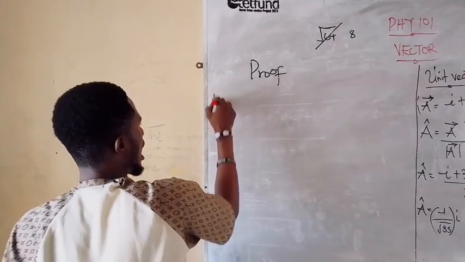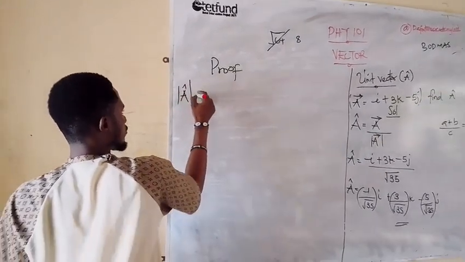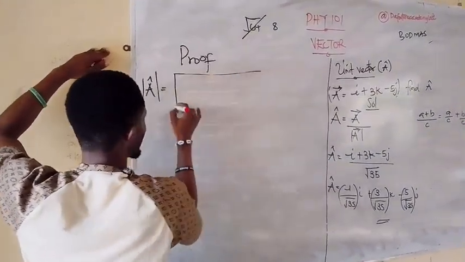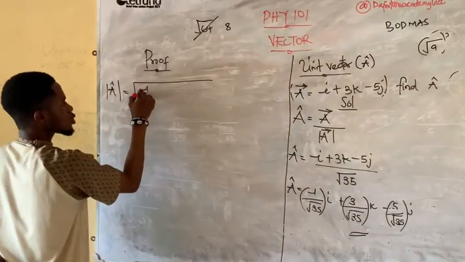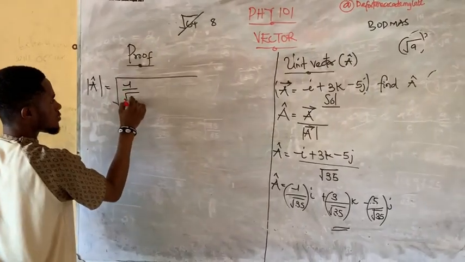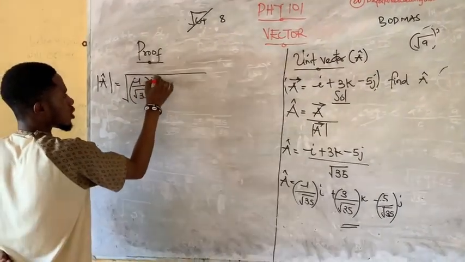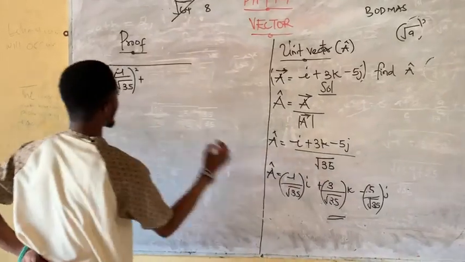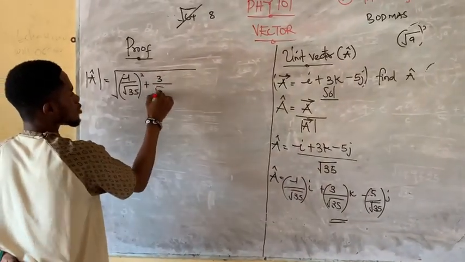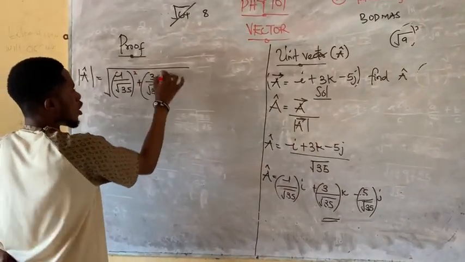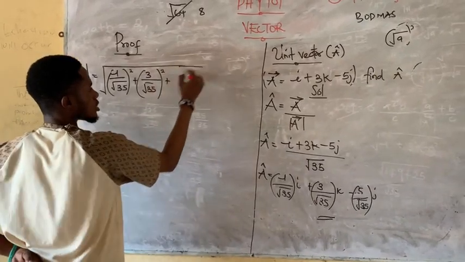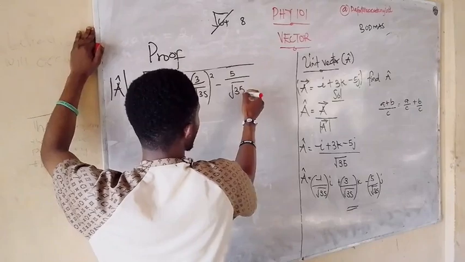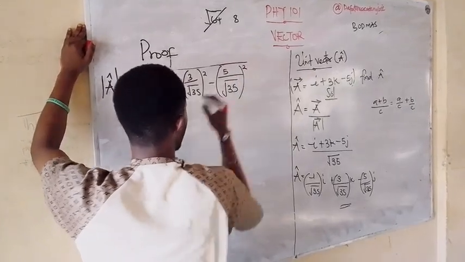That means I have something like this for the unit vector. So I'll pick everything there. Inside the root, I'll have minus 1 all over root 35, all squared. I am dropping the vectors, I'll not pick them. Plus 3 all over root 35, all squared, plus minus 5 all over root 35, all squared.